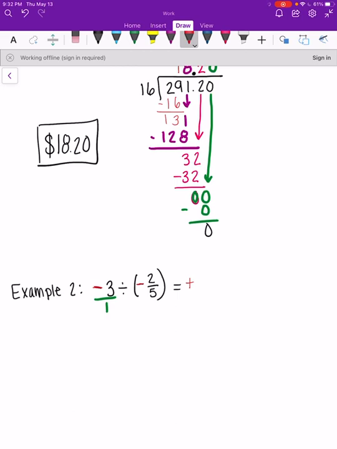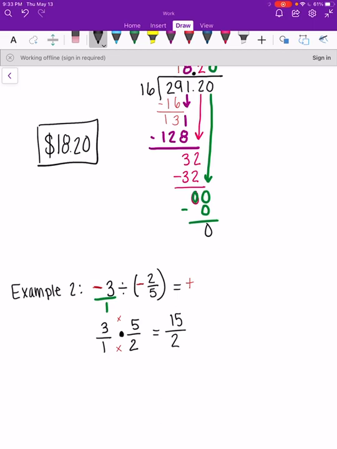Okay, so now I have 3 over 1 divided by 2 over 5. So remember, with division, we keep our first fraction, 3 over 1. We change the division sign to a multiplication sign. And we flip our second fraction, 5 over 2. And I got rid of the negatives because we know our answer is positive. And then we just multiply. So 3 times 5 is 15. And then on the bottom, 1 times 2 is 2.